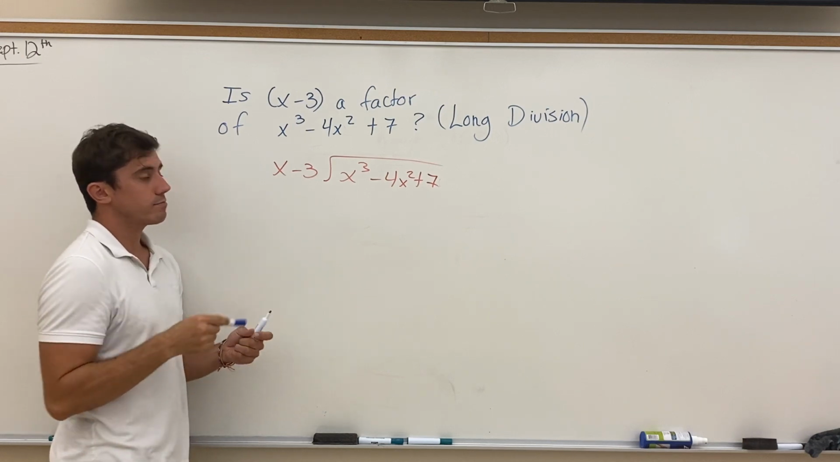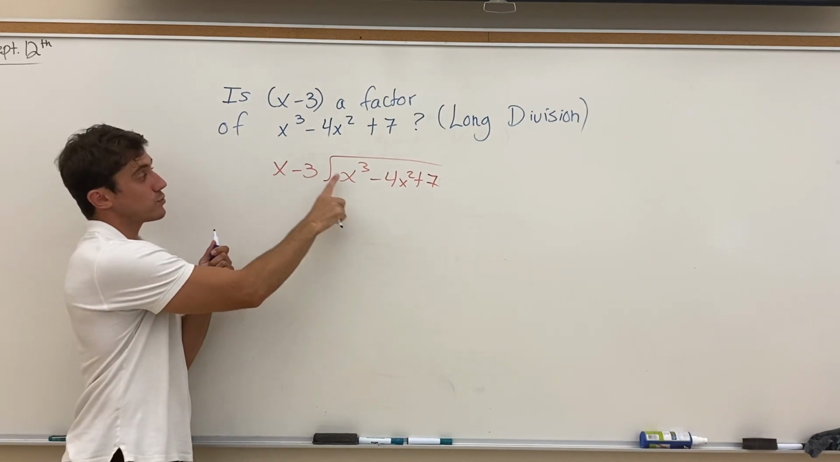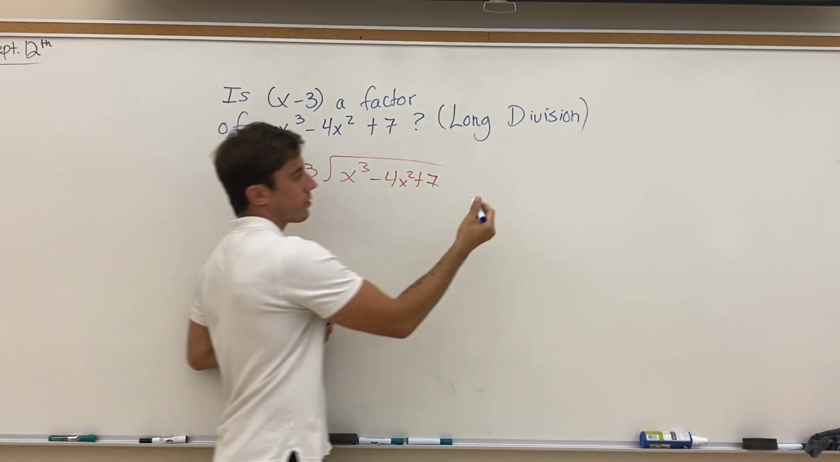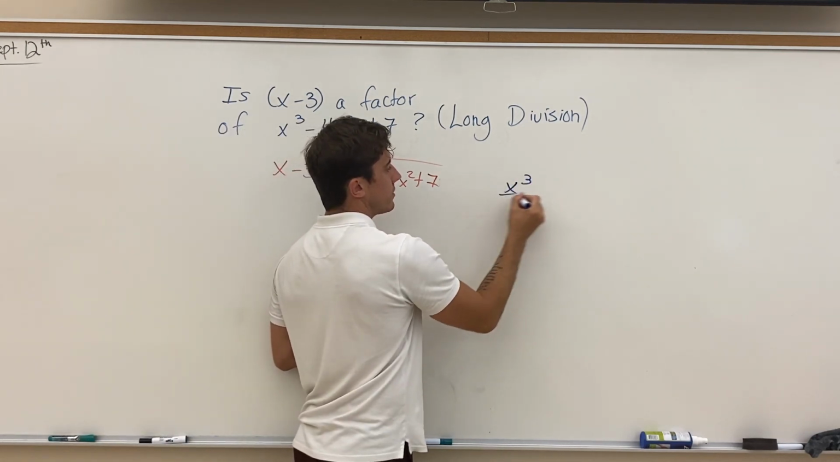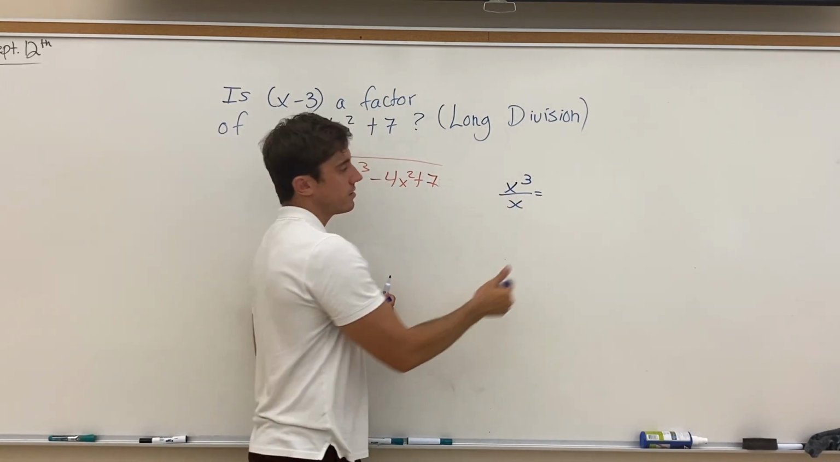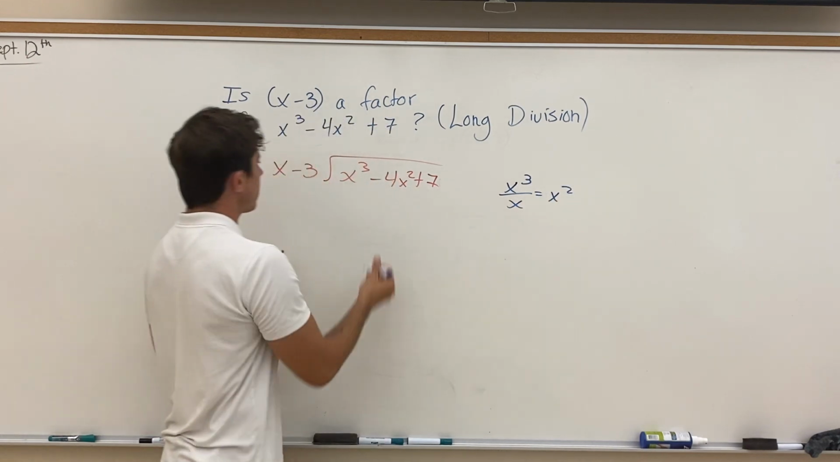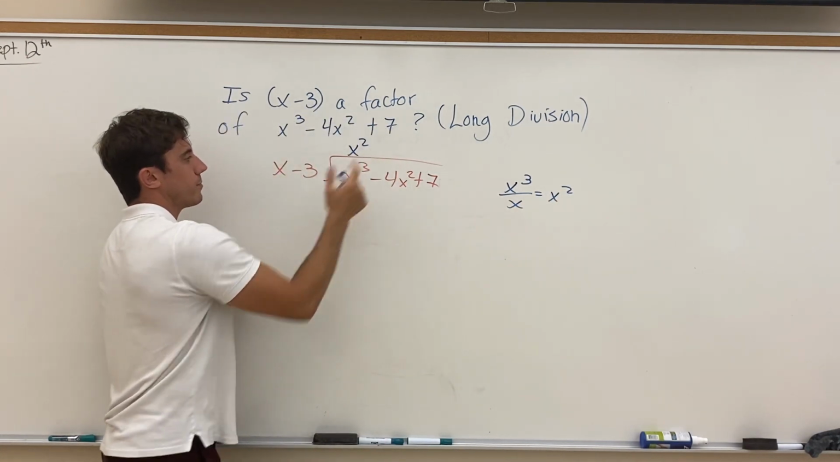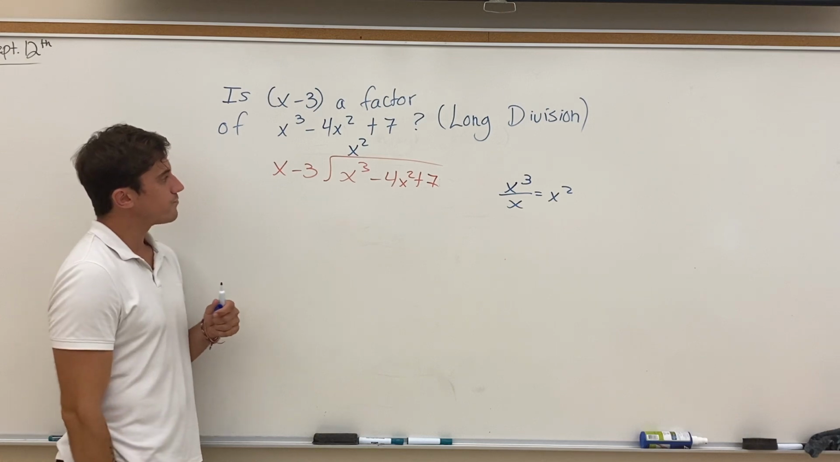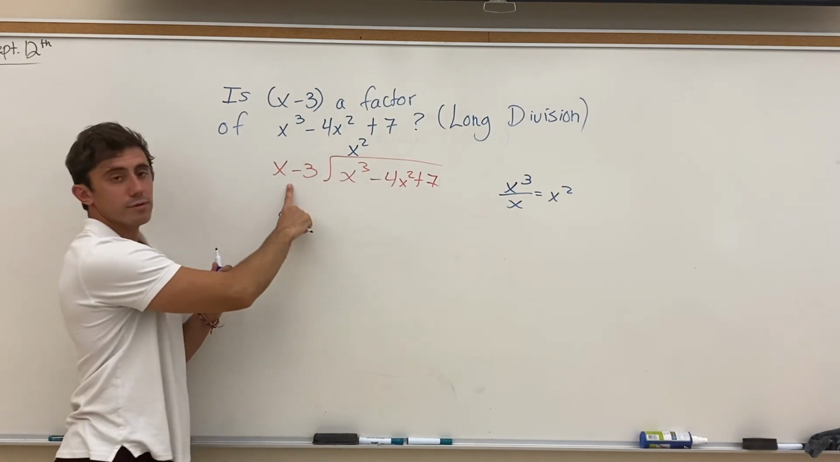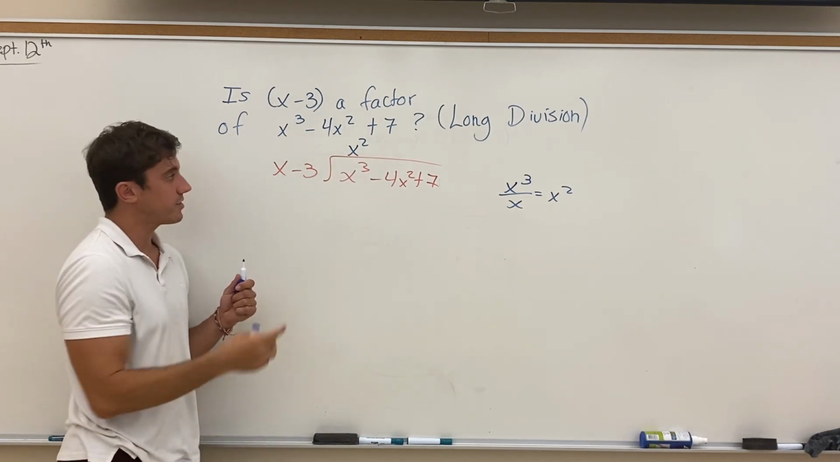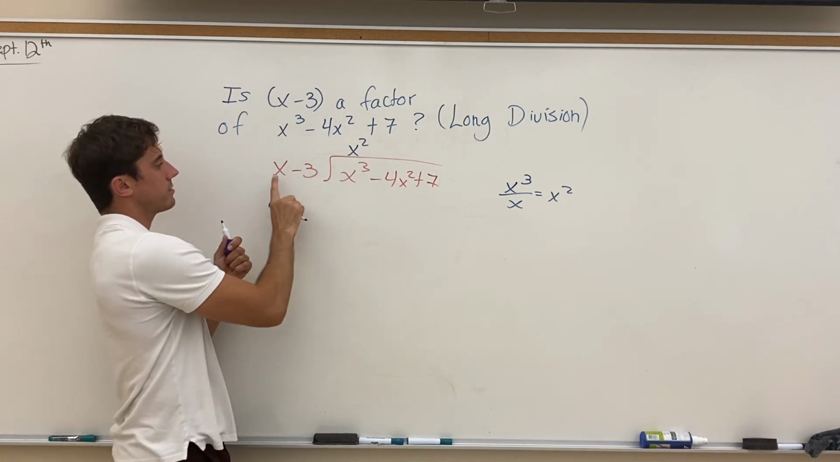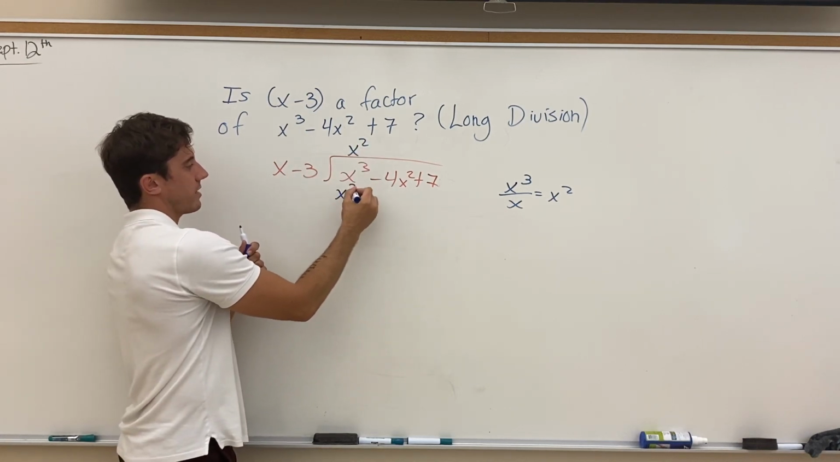So the first step is x times what gives us x cubed, or in another way, x cubed divided by x produces what? Well, that's a quotient of x squared, and so that's what goes up top in our quotient. So now we multiply through the same way we always have with long division. So x squared times x is x cubed.